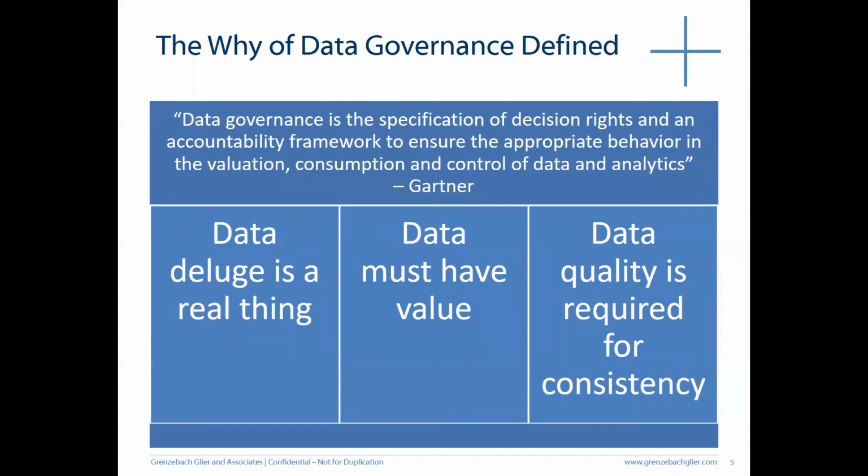The last part I want to talk about, the why of data governance defined, is data quality, right? Data quality is required for consistency. Quality must be there because folks in organizations have to have confidence in the numbers and reports you're presenting in order to use that data to make strategic business decisions, even tactical decisions. And typically, when you use data to make decisions, that's where you go back to the ROI calculations because there are costs involved.